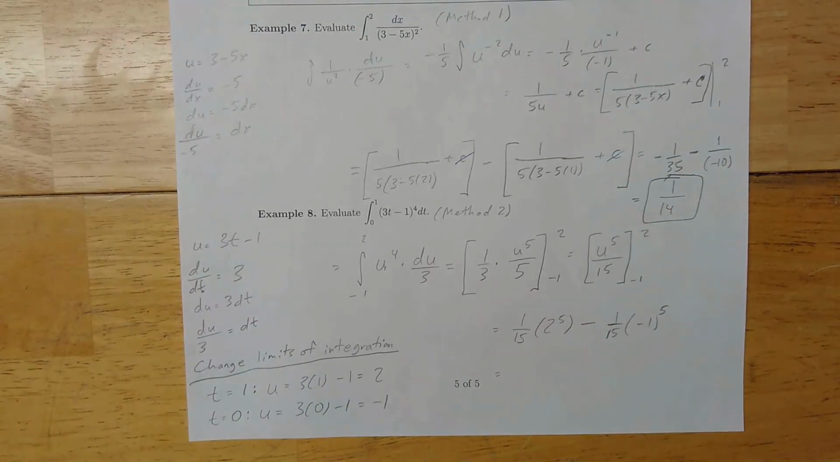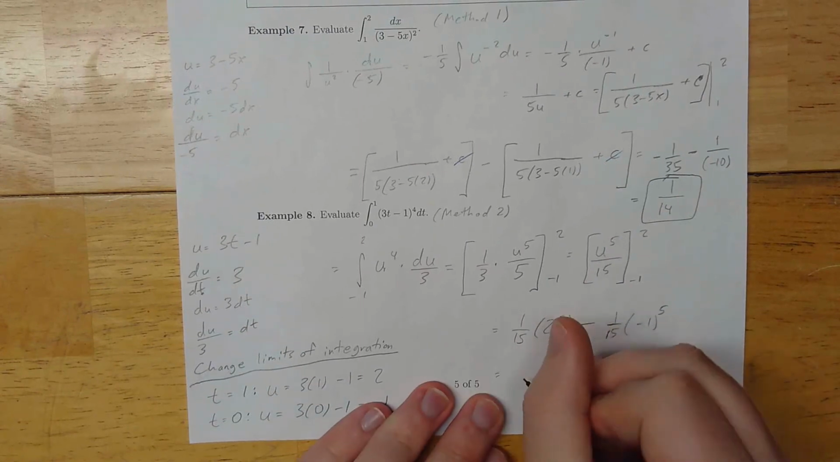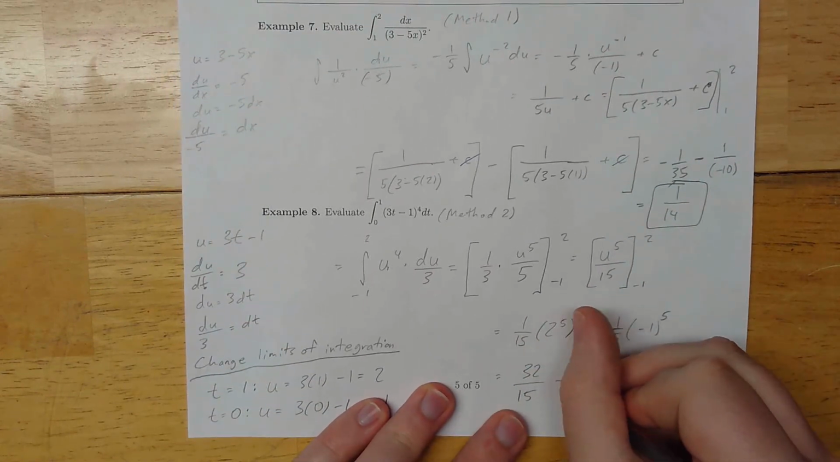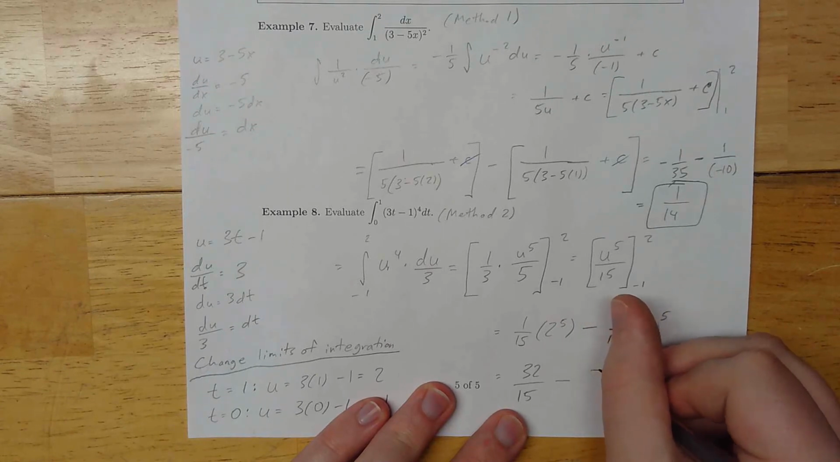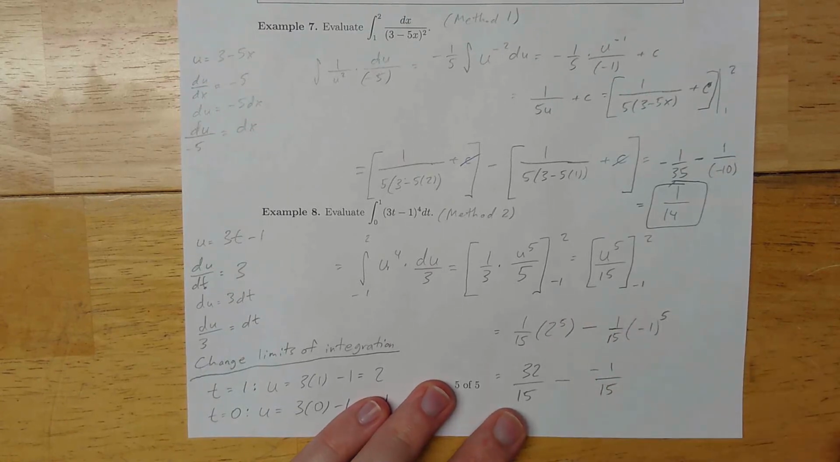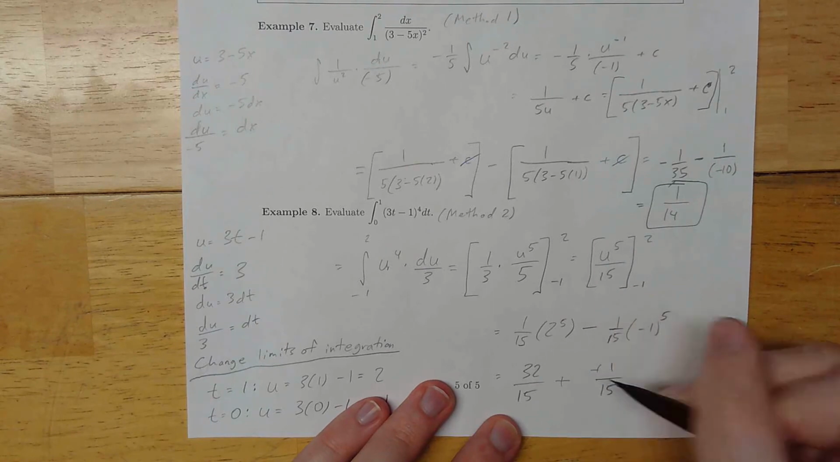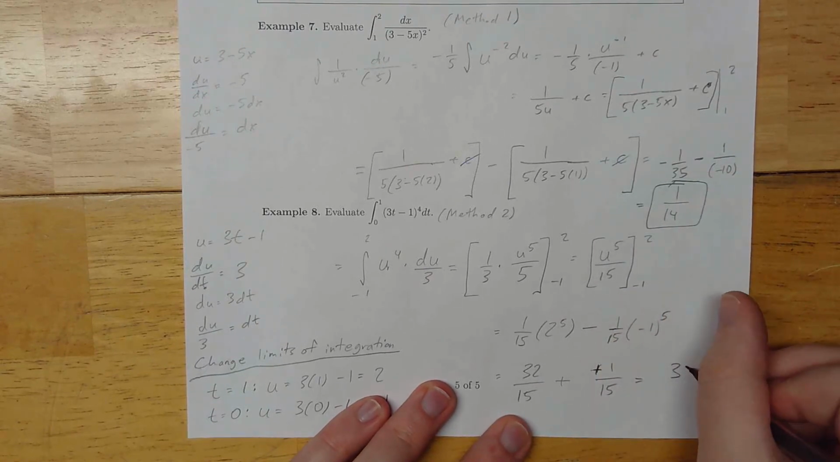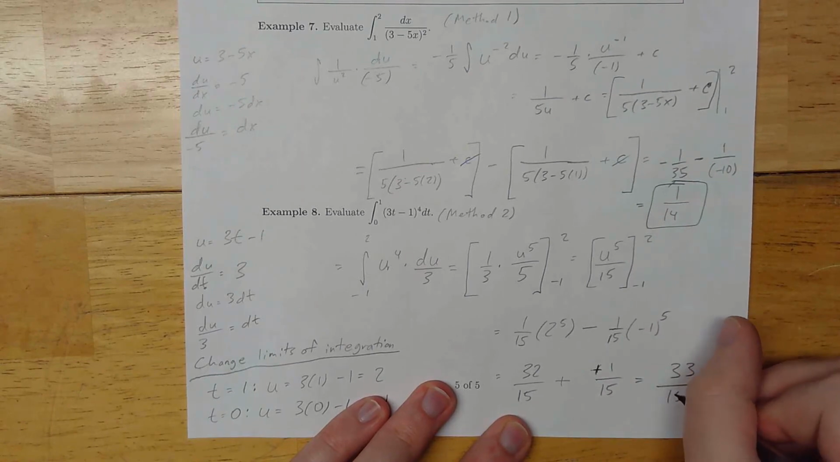And so that will give us 32 over 15 minus negative 1 over 15. So for minusing a negative, that's adding. And so we end up with a grand total of 33 over 15.